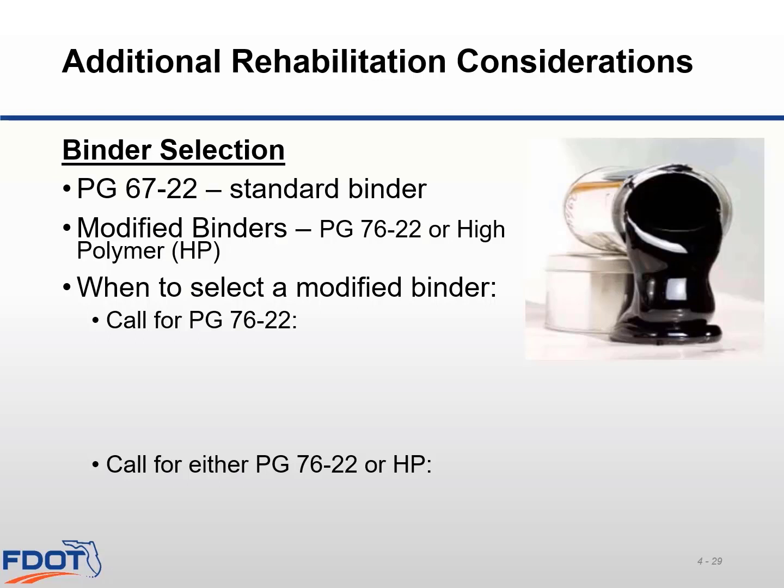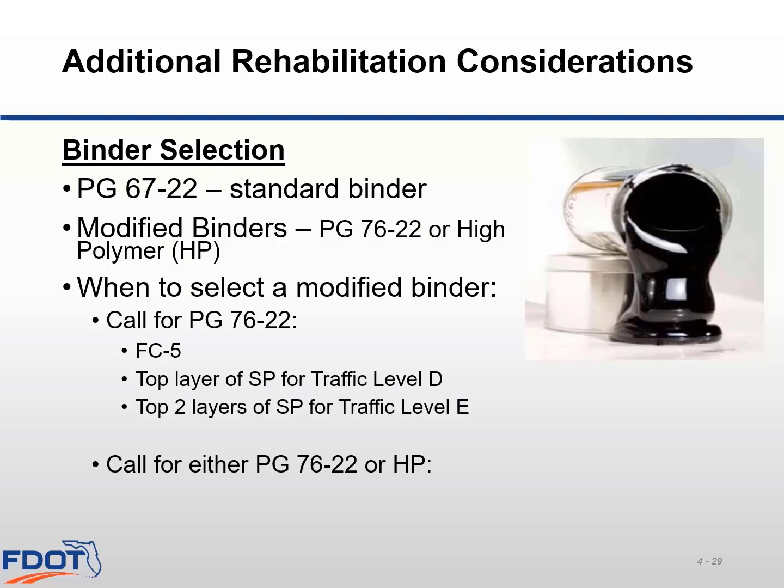So here are some instances where we want to specify a modified binder. You'll need to call for a PG 76-22 binder when an open graded friction course, so FC5, is used. In the top layer of structural course on roads that are traffic level D, which is a design ESAL range of 10 million to less than 30 million. It's used in the top 2 layers of structural course for traffic level E, which is a design ESAL of 30 million or greater. And it's used in FC 9.5 and 12.5 for traffic levels A through C, which is a design ESAL range that's less than 10 million.